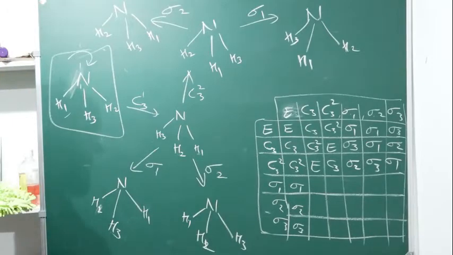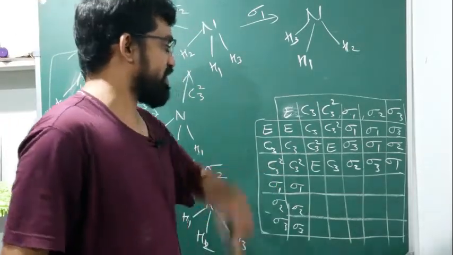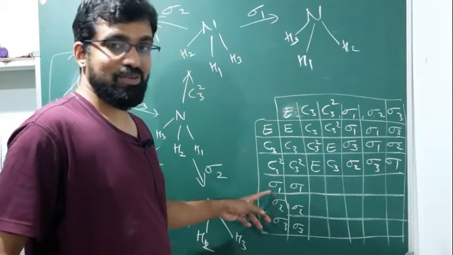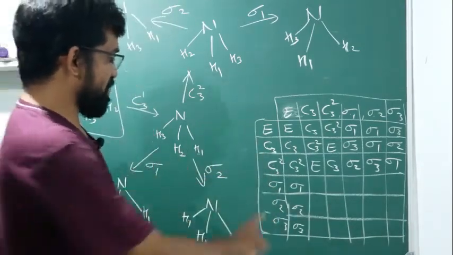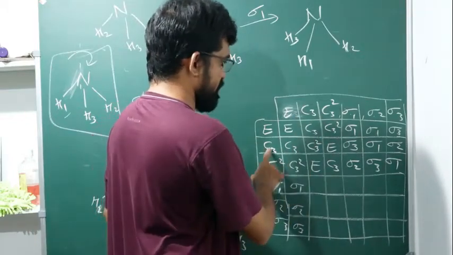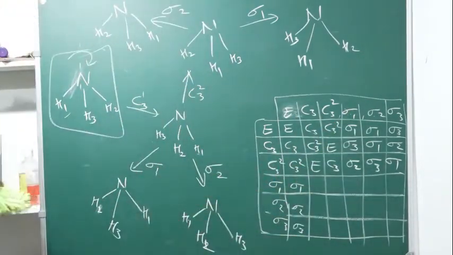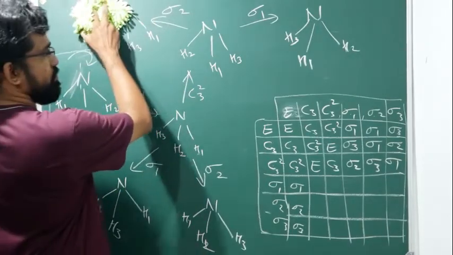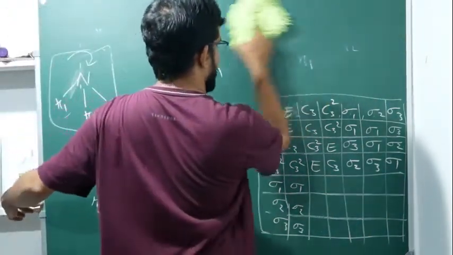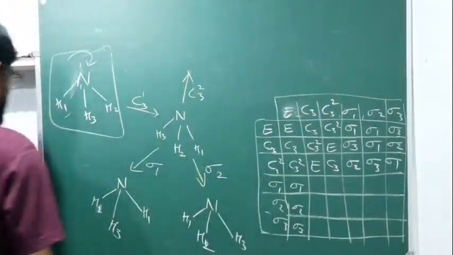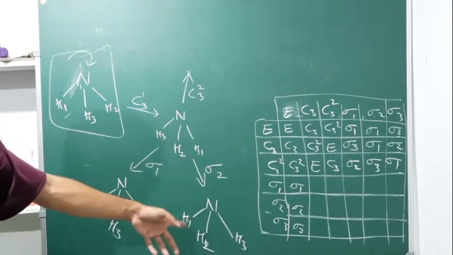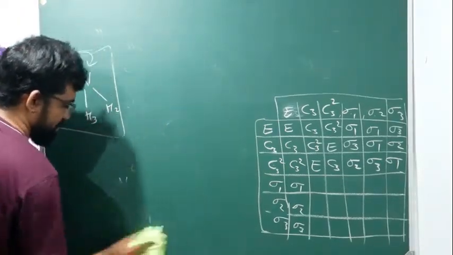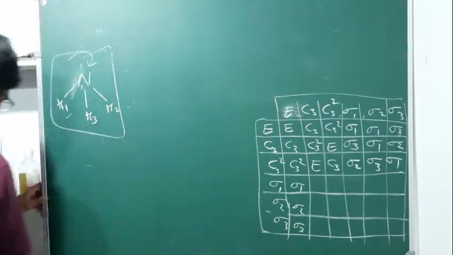Similarly, next sigma 1 into C3. That is not the same as C3 into sigma 1; both are different. Let us see whether they are the same or not. So what you have to do? You have to start from here. I am erasing all this. Now we have. Okay, first one.